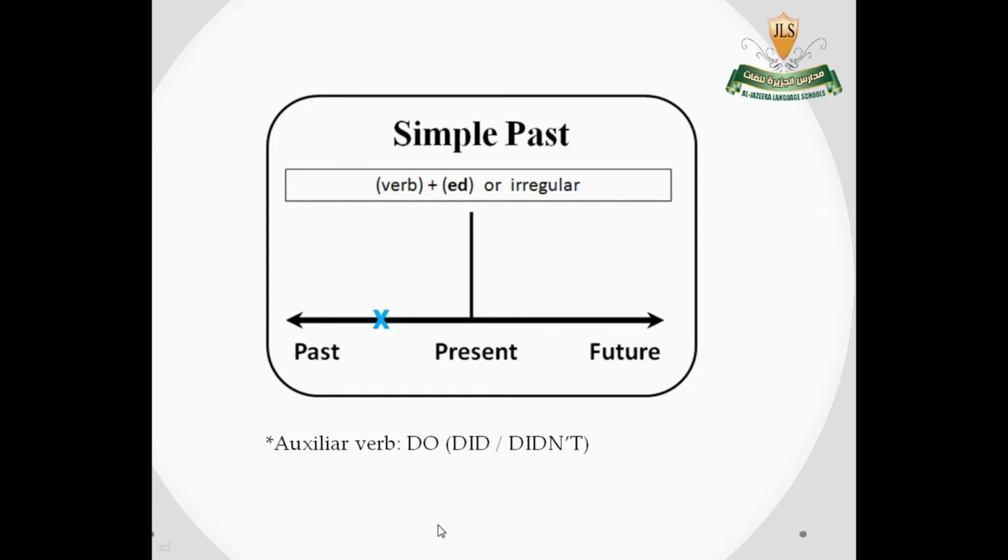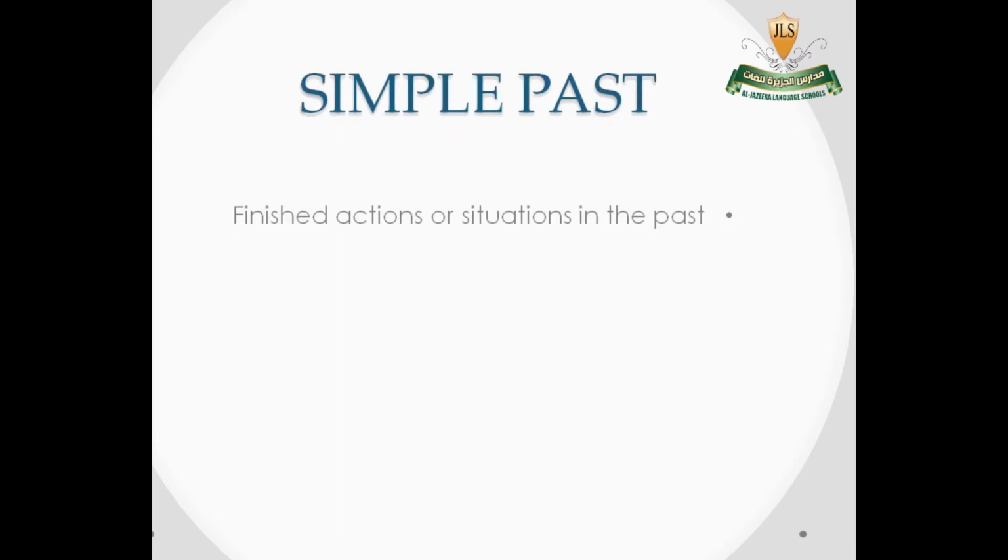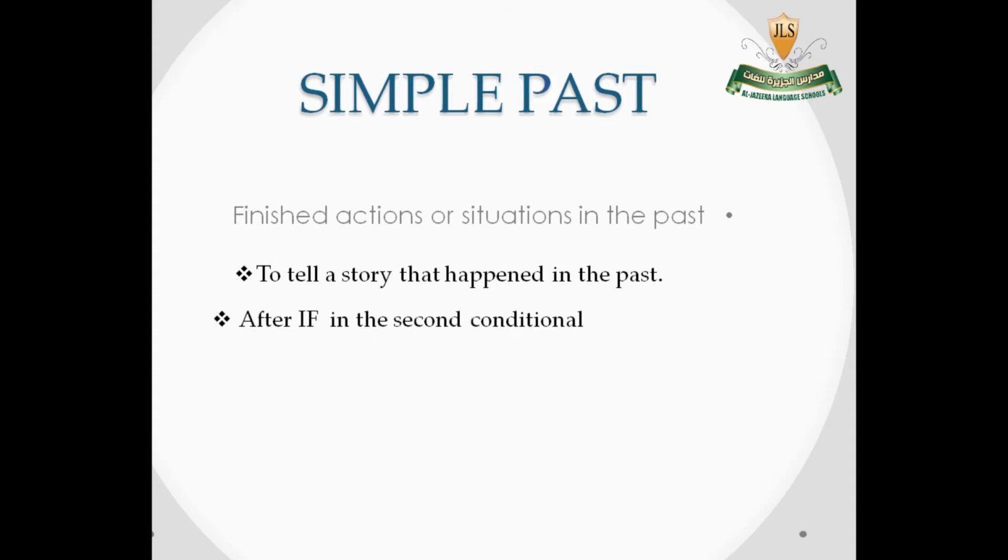As I know, the past simple tense has regular verbs and irregular verbs. The regular verbs end with ed, and the irregular verbs are, for example, eat, ate, bring, brought, write, wrote, go, went. Okay? We use the simple past tense for finished actions or situations in the past, or to tell a story that happened in the past. And I also use it with the if conditional in the second conditional.